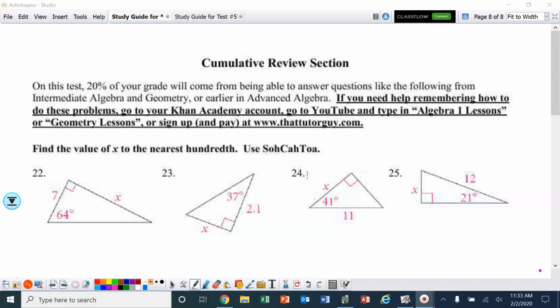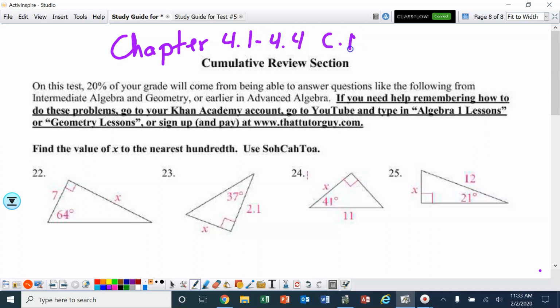All right, ladies and gentlemen, the last section, cumulative review. In this one, you will notice we have a bunch of trigonometry again. If you recall, I did an earlier video with a cumulative review, the chapter 4.1 through 4.4 cumulative review. So if you need to rewatch that, please do so.